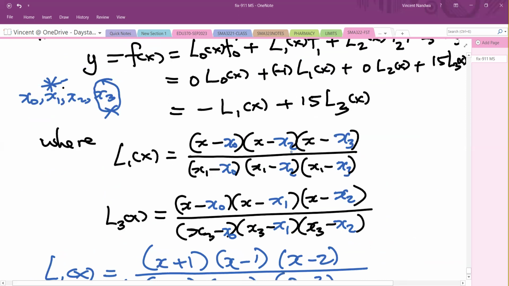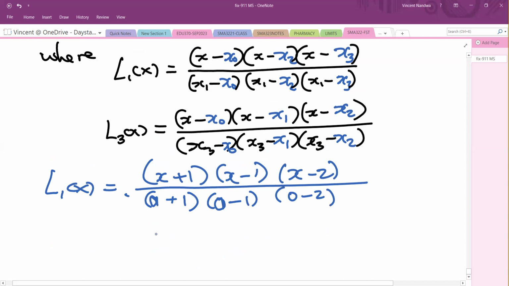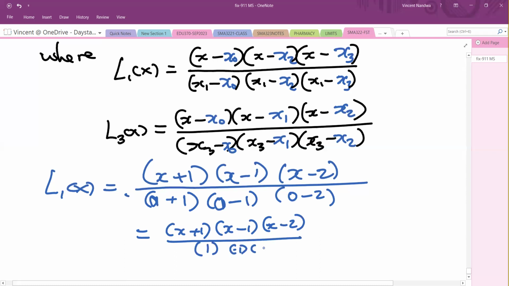So this will give us x plus 1, x minus 1, x minus 2, over 1 times minus 1 times minus 2. So I'll have x squared minus 1 into x minus 2 divided by 2. Able to see where I'm getting that positive 2 in the first bracket, the numerator? Good.